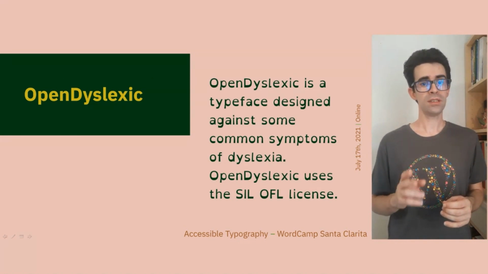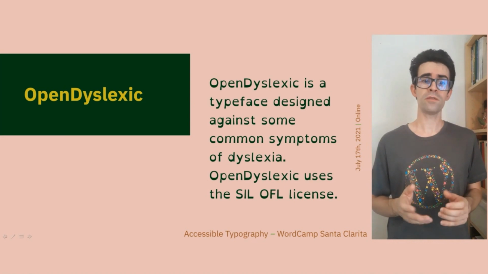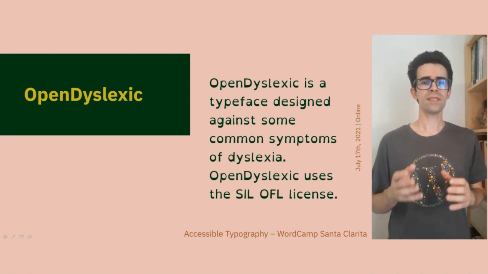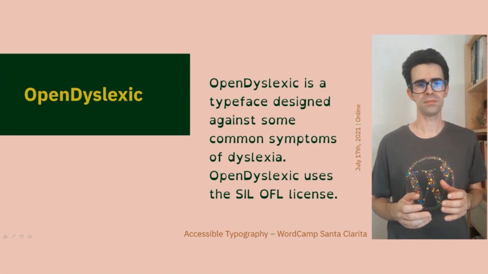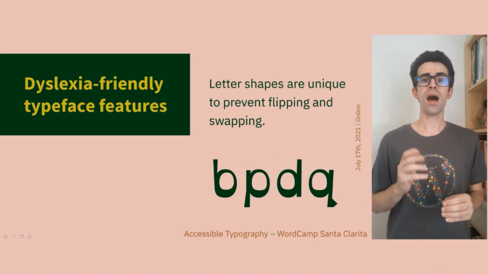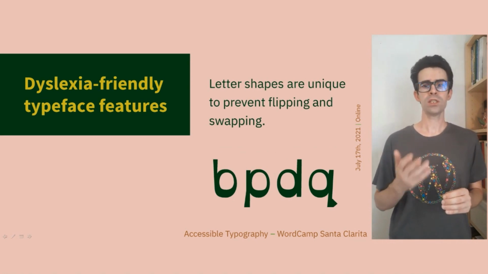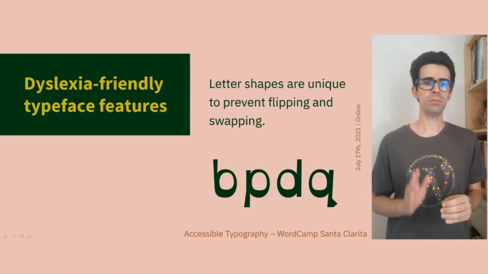If you see such letter forms for the first time, they would probably appear quite difficult to parse. But that's because of some design principles which are established to improve legibility for people with dyslexia. What are these features? Well, first of all, letter shapes are unique to prevent flipping and swapping, which, as I said before, happens frequently in people with dyslexia, and, as we saw, is something at which a lot of typefaces are very bad at.